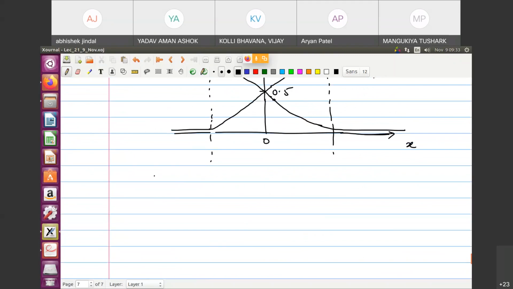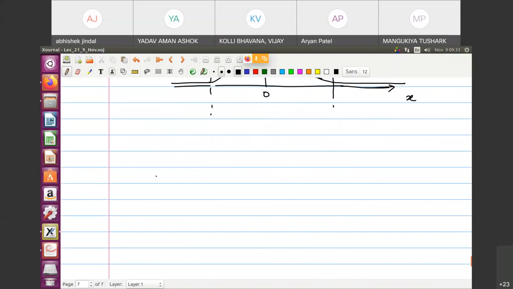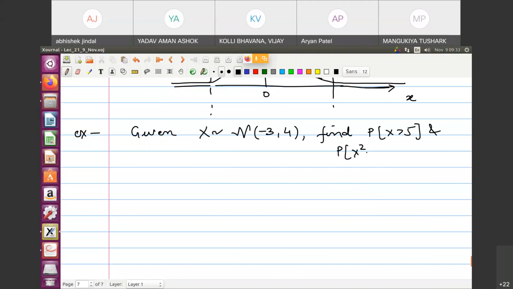So I don't know if this example I should do or not. If you have sufficient background, I will do one small example. So one small example is, if given that x is distributed as normal -3, 4, find the probability that x is greater than 5, and so we have two. So let us solve the first problem.